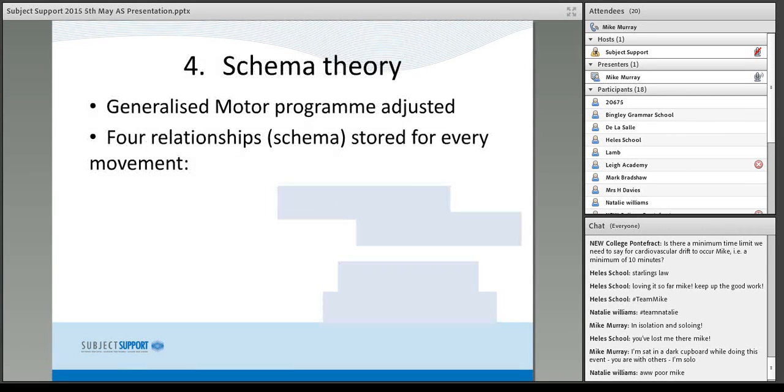Okay, here's one that no one can do. Students really struggle with this idea of a thing called schema theory. Schema theory says you do not store motor programs for every single skill there is. What you do store in your long-term memory is a generalized motor program, for example, for throwing. And then what you then store is, every time you have a throw of anything, you store relationships between bits of information.